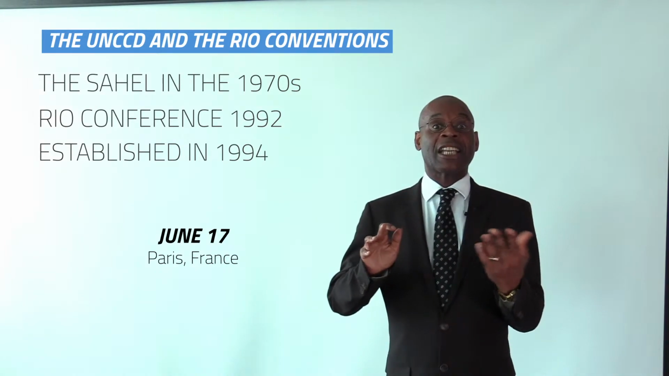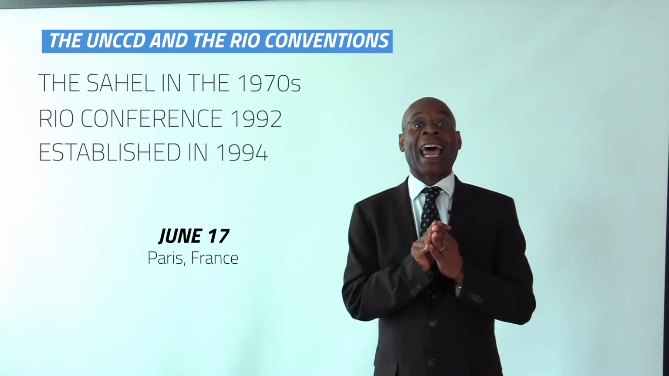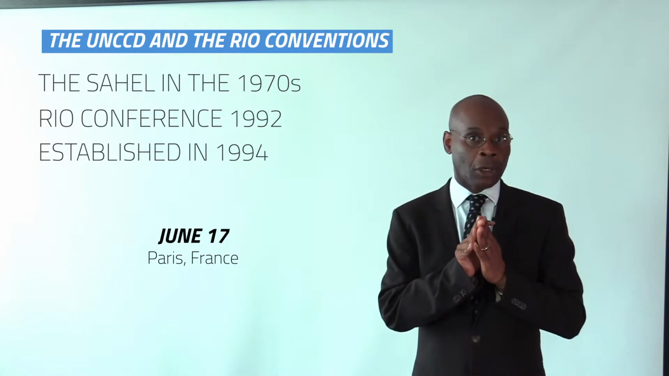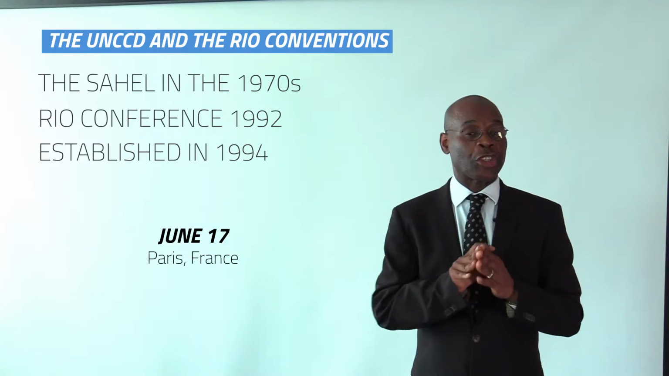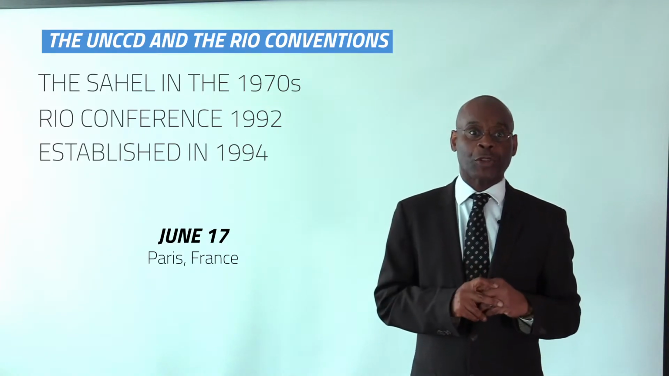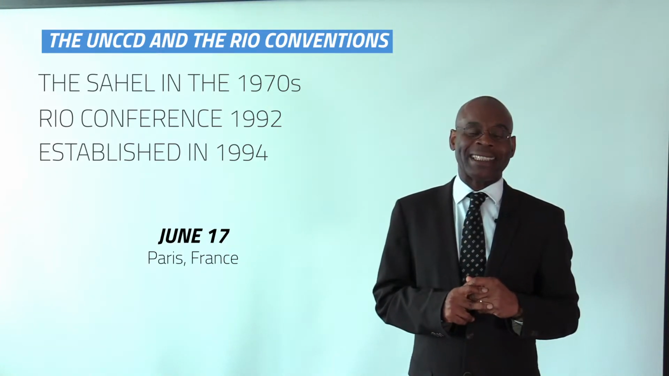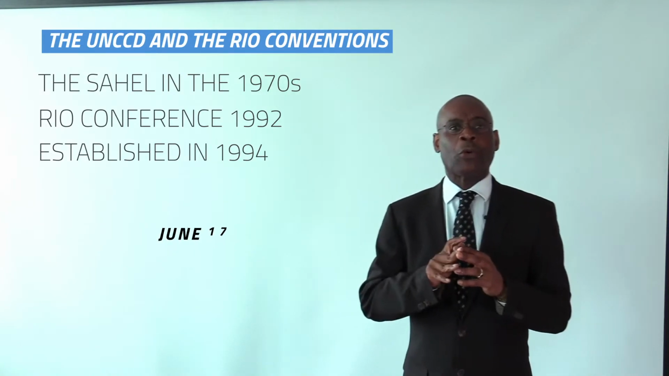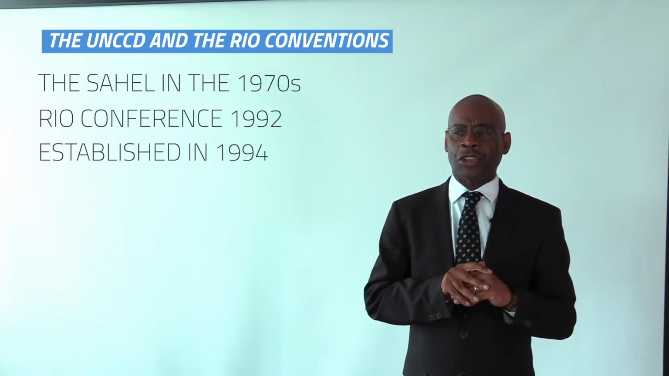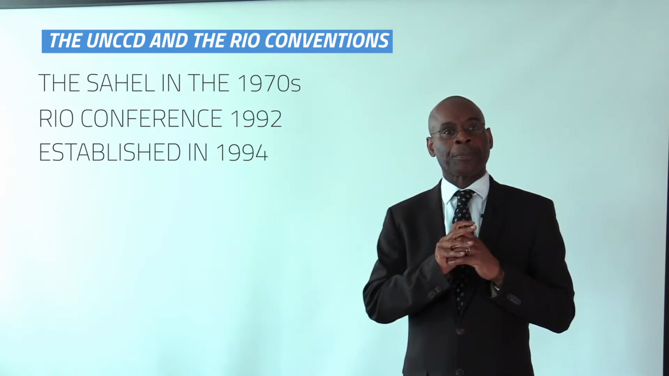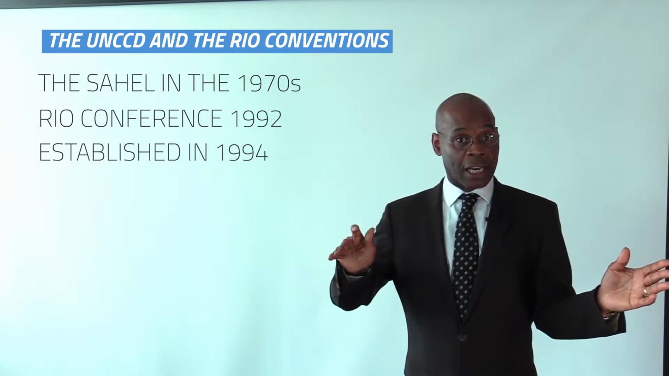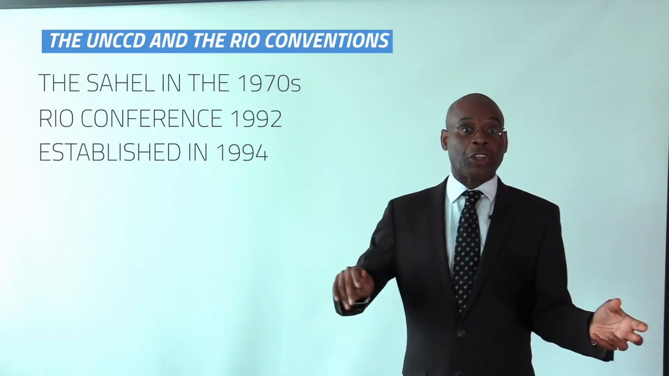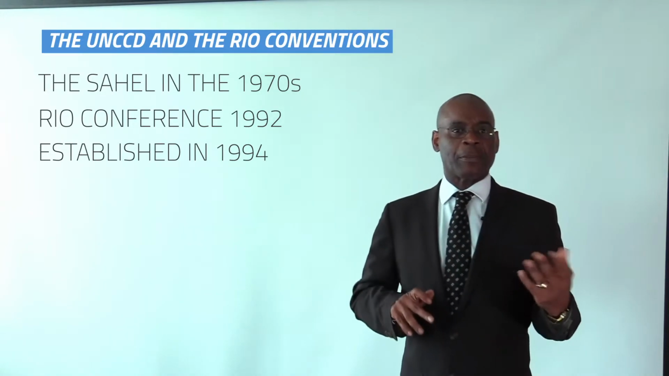Now, June 17th, as you would know, is now celebrated as World Drought and Desertification Day. That is because the convention was opened for signature on that date, June 17th. Now, so we know where it came from, this international legal instrument. But what does it involve, right? It's a process. A process doesn't just involve a document.